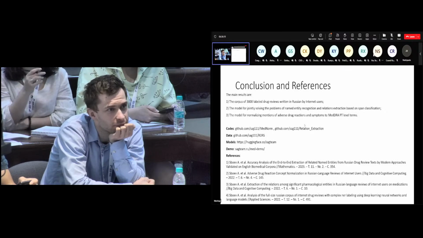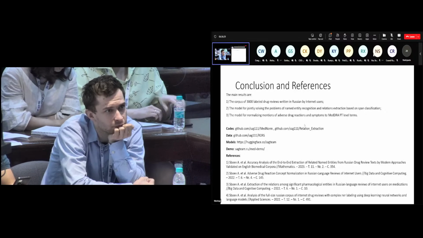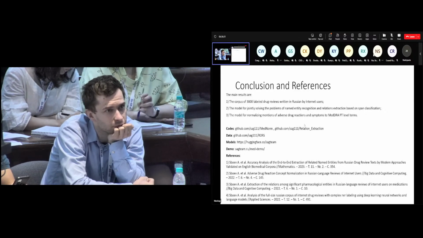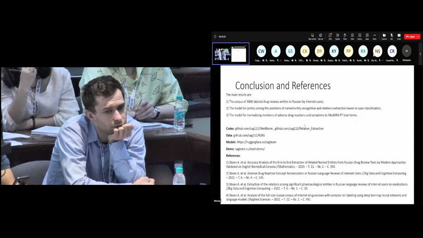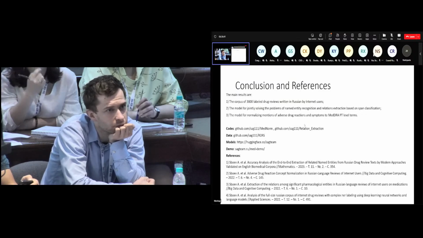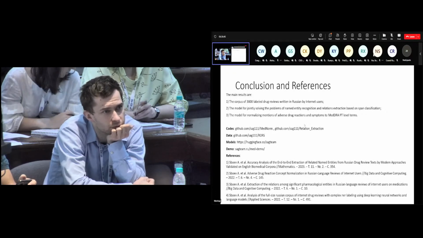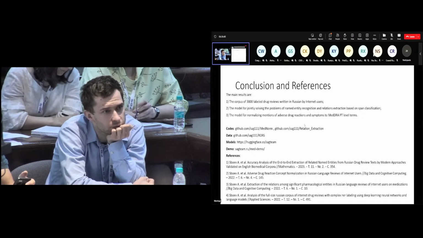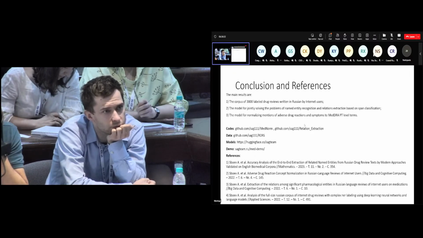In conclusion, I would like to summarize my report. The main results of this work are the corpus of labeled drug reviews written in Russian by internet users, the model for jointly solving the problems of named entity recognition and relation extraction based on a span classification approach, and the model for normalizing mentions of adverse drug reactions and symptoms to concepts from the preferred term level. More information can be found in our articles. The RDRS corpus, source codes of our solution, and neural network models are publicly available on the internet.